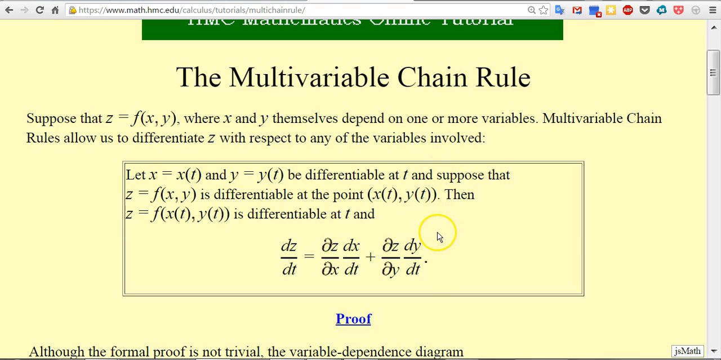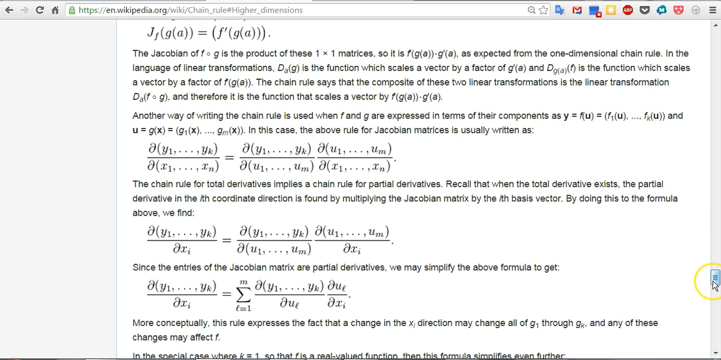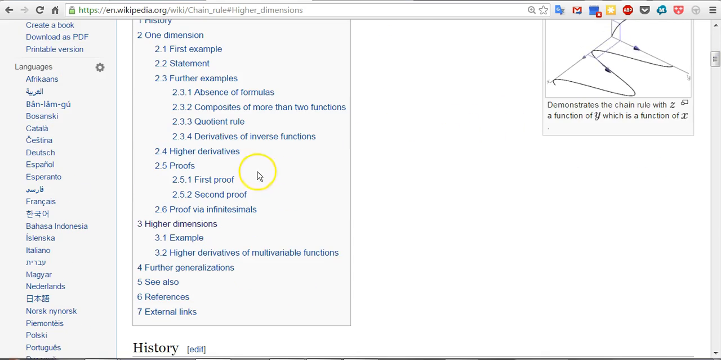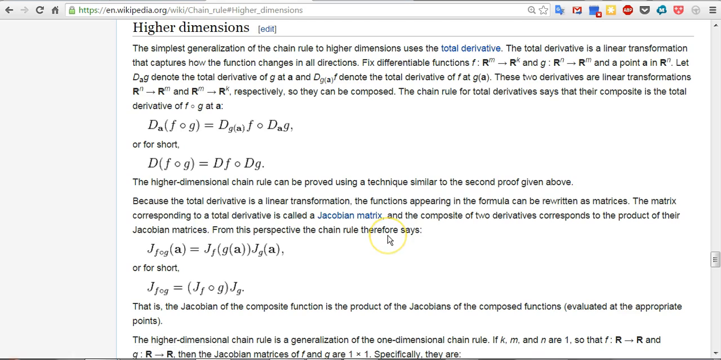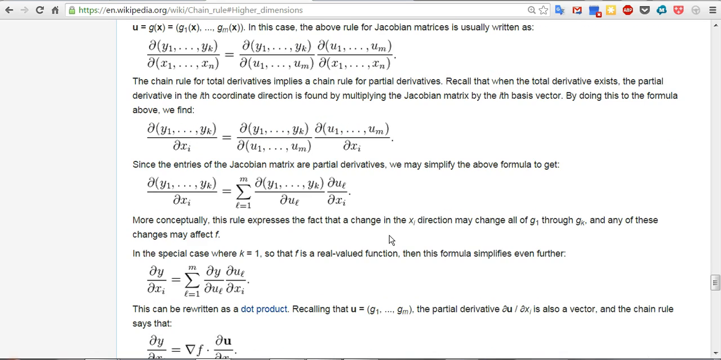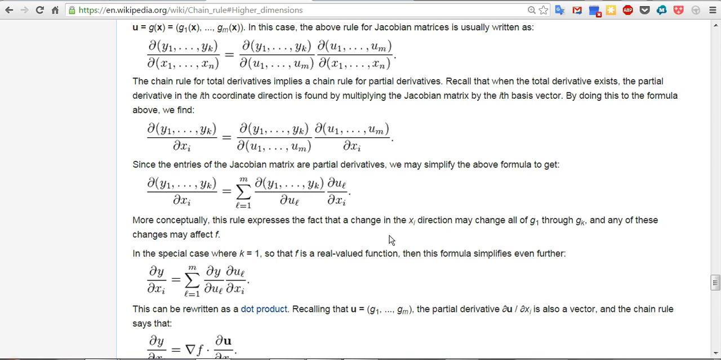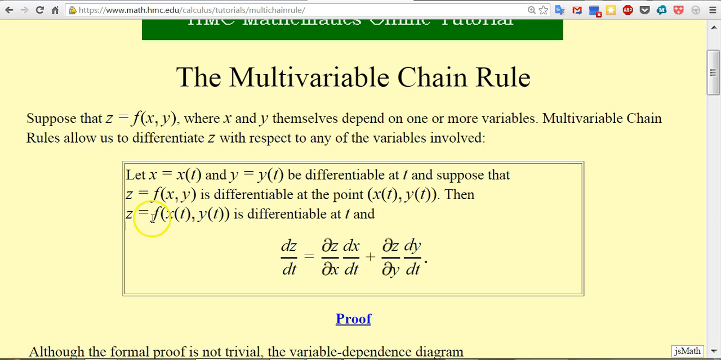Okay, and then in addition to this form of the chain rule, let's check Wikipedia, which is the chain rule here, and let's go to higher dimensional ones, and let's take a look at this, which is slightly different. So let's just take a look at this one also. So in this one we're saying z is a function of x and y, and x and y are functions of t.